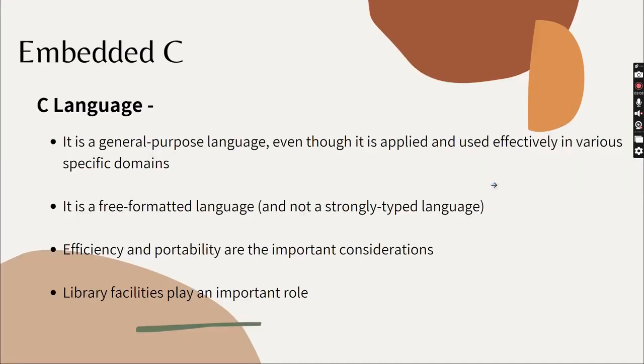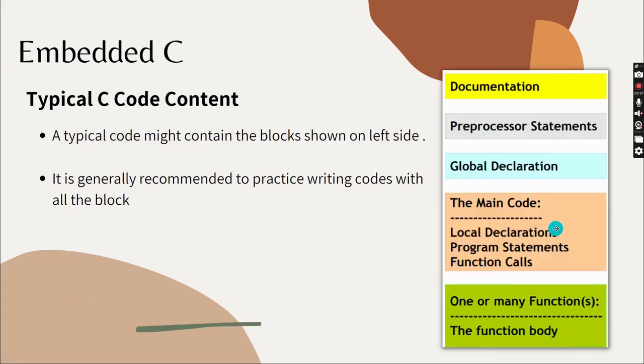C language is basically a general purpose language which is effectively used in various specific domains. Why do we use C language? Because C language is very efficient, very portable, and very easy to use.